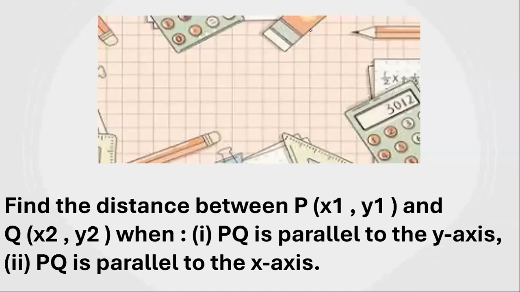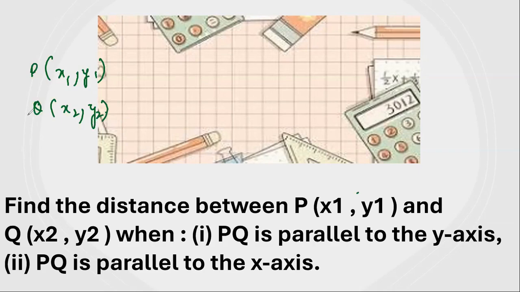The question is to find the distance between point P and point Q when PQ is parallel to the y-axis, and when PQ is parallel to the x-axis, second case. So first of all, see what the two points are. You have two points P and Q. Point P has coordinates x1, y1 and point Q has coordinates x2, y2.